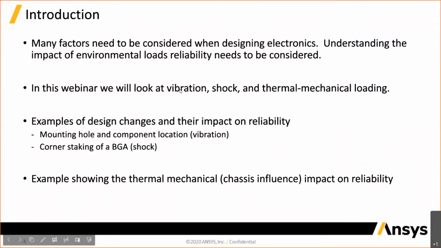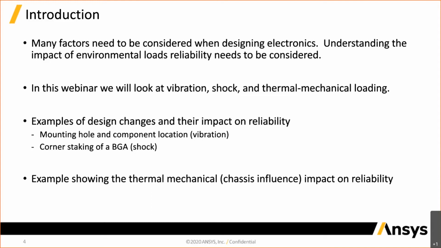Like I said, when you're designing a piece of electronics, you need to understand the environmental loads that will be affecting reliability. So we'll go over a quick example on vibration, a mechanical shock, and a thermomechanical loading. And I'll be doing this with some examples and also showing how you would solve some of these reliability issues through an iterative process using our Ansys Sherlock tool. And then at the end, I'll also do an example of what I was talking about with the thermomechanical analysis.